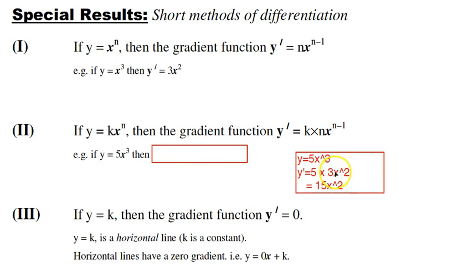So if y equals 5x cubed, then y dash equals the 5, right, times the derivative of the x cubed, which is 3x squared. So 5 times 3 is 15, so we've got 15x squared. You know how to write it, guys. You don't write the little hats, all right?